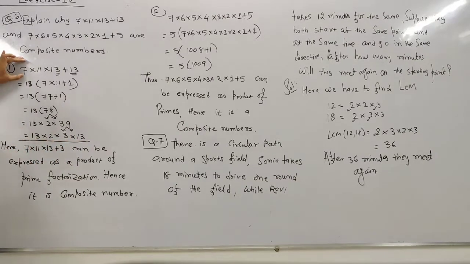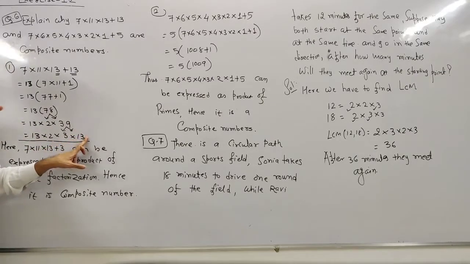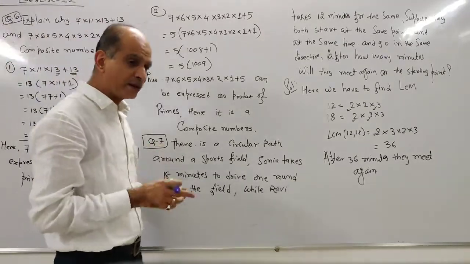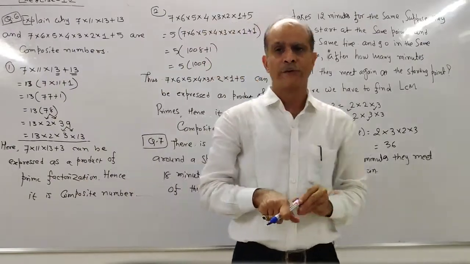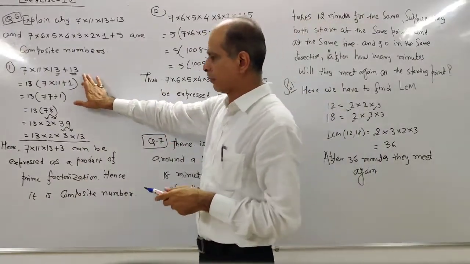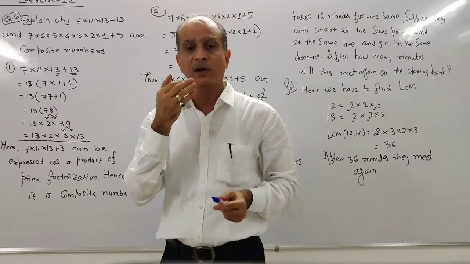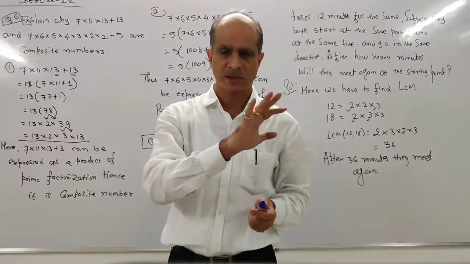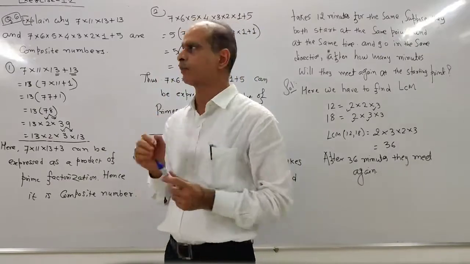So this expression can be converted into the product of prime factorization, and that's why it is a composite number. So here this can be expressed as a product of prime factorization, hence it is a composite number. So when one expression is given to you, you have to solve this expression, find out the final answer. If you convert it into a prime factorization, then it is a composite number. Otherwise, it is not a composite number.